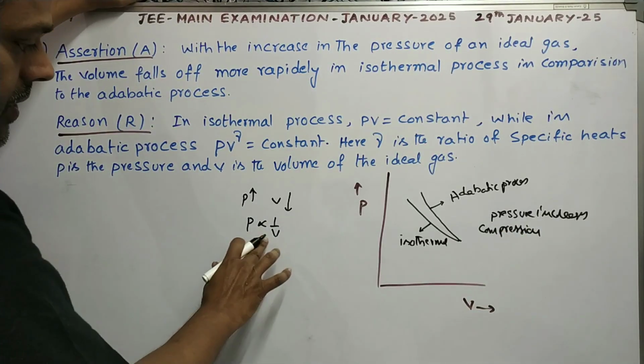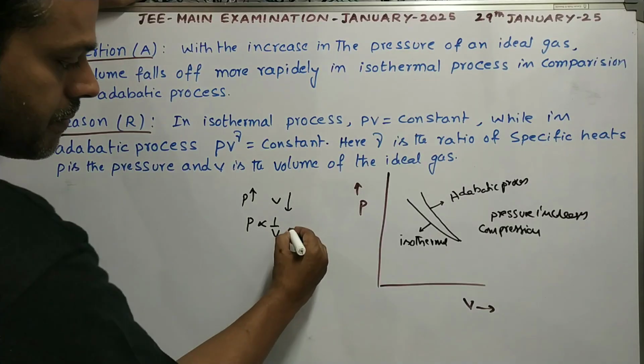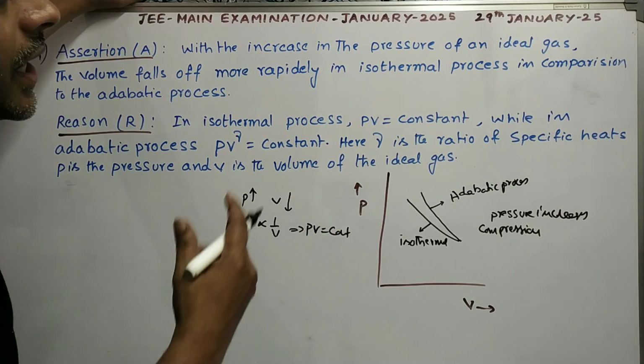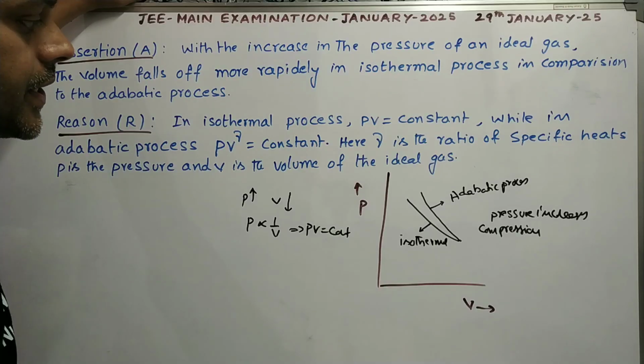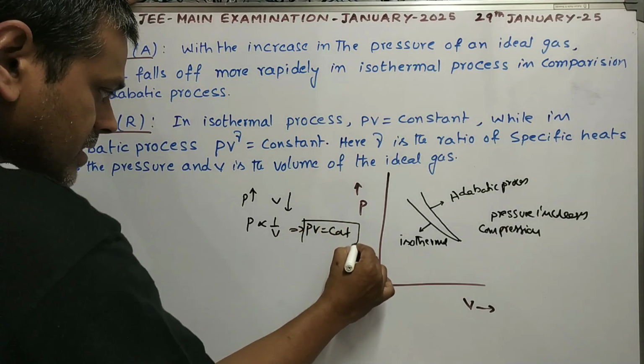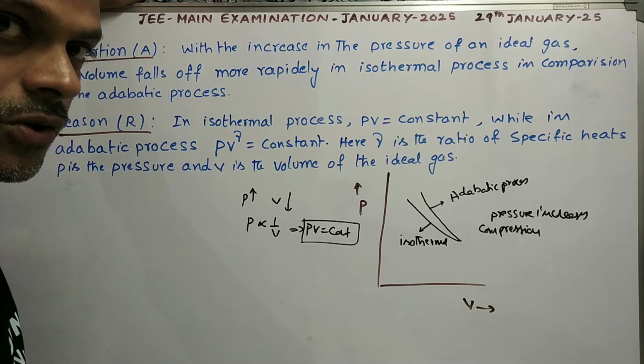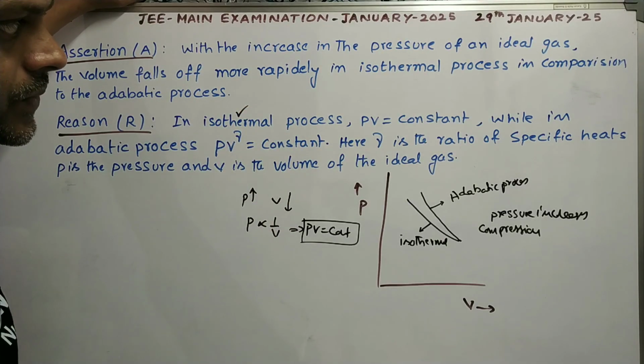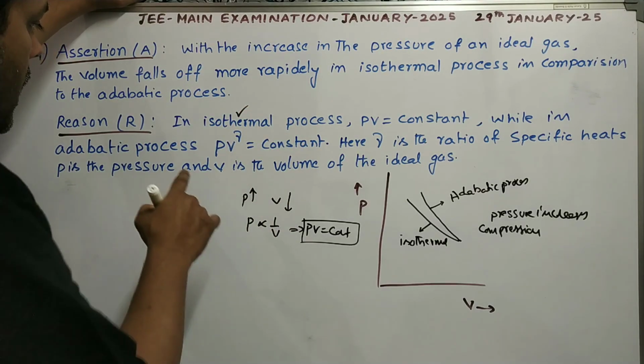Okay, so pressure is inversely proportional to volume. That implies what? Pressure into volume is equal to what? Constant for isothermal process. Okay, so this is the statement: pressure into volume is equal to constant, which is nothing but the isothermal process. Okay, next one.